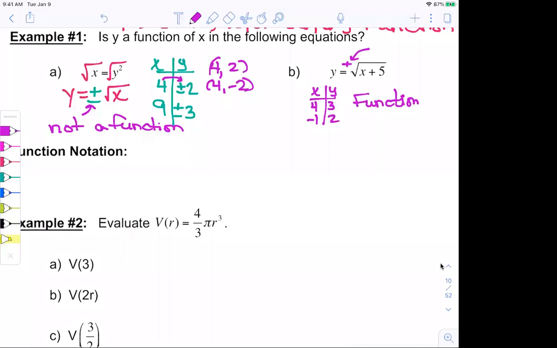Because this graph, if I look at the graph of a square root, it's that hook graph. A radical graph just hooks to the positive direction because it has to have the positive values. So that's why it's a function. It's just that positive graph. Where part A, it has the plus and the minus. So now I have two answers for each x.